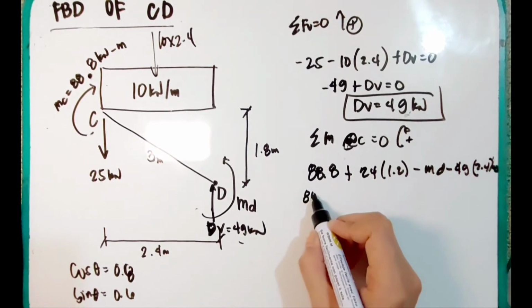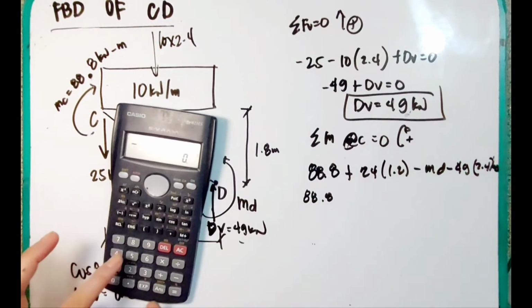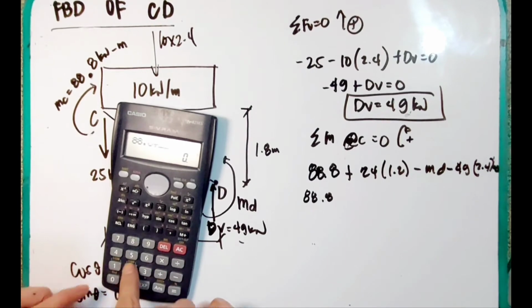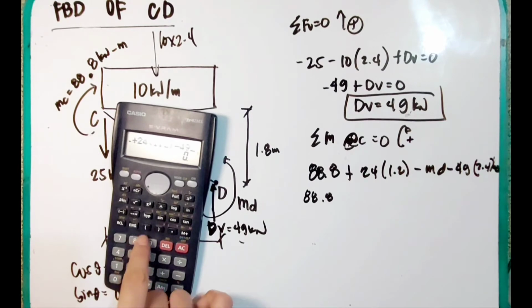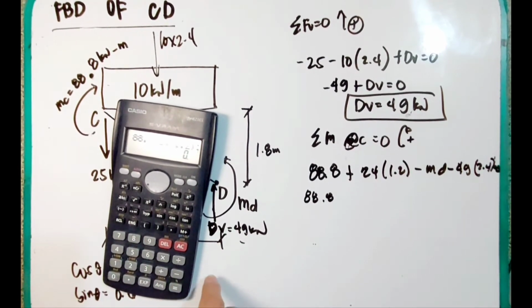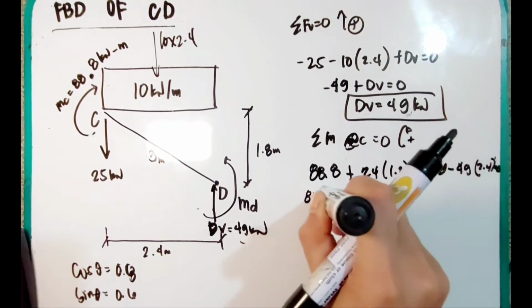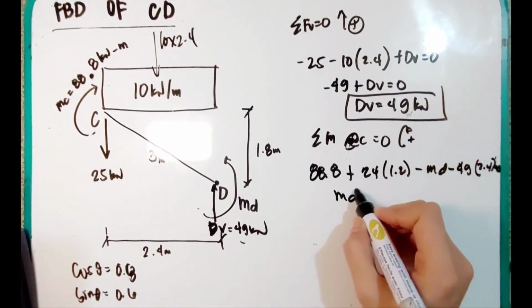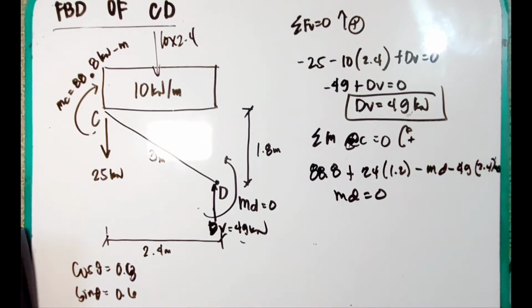So, 88.8. Direct shoot na ako sa calculator. So, 88.8 plus 24 times 1.2, okay, minus 49 multiplied by 2.4. Our MD is 0. So, ba't ko pa sinulat? Okay. So, our MD is equal to 0. So, that is 0. So, next is, kunin na natin yung value ng pang shear and moment diagram.